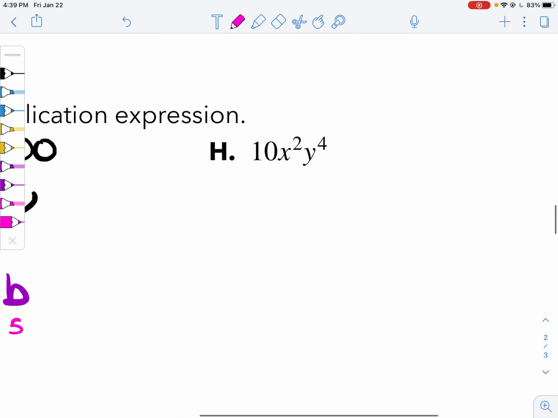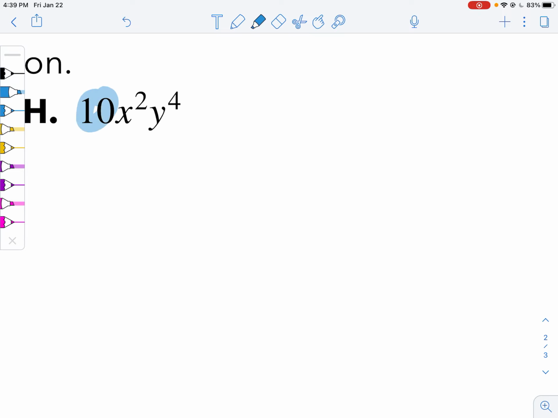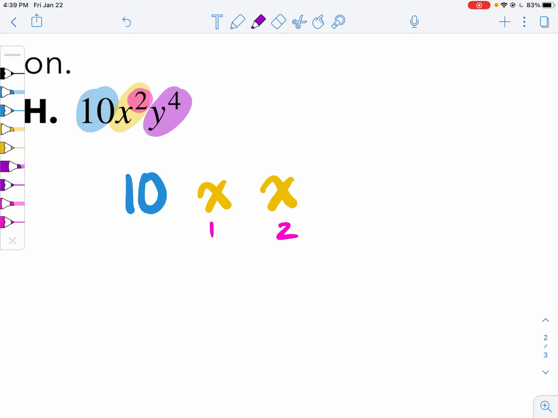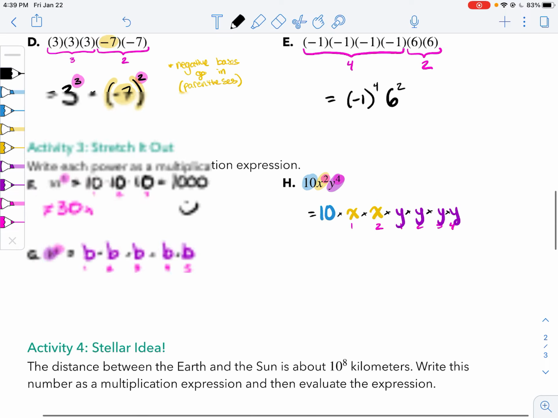Don't write that. Ooh, look at this guy. That's going to get super complicated. Well, okay, we have a 10. We have 10 once, so that's just 10. We also have x squared. That's x 2 times. So 1, 2. Go ahead, 1, 2. We also have y. We've got that y 4 times. So 1, 2, 3, 4. So we've got 4 y's, and now we just multiply them all together. 10 times x times x times y times y times y times y. Nailed it. Cool.